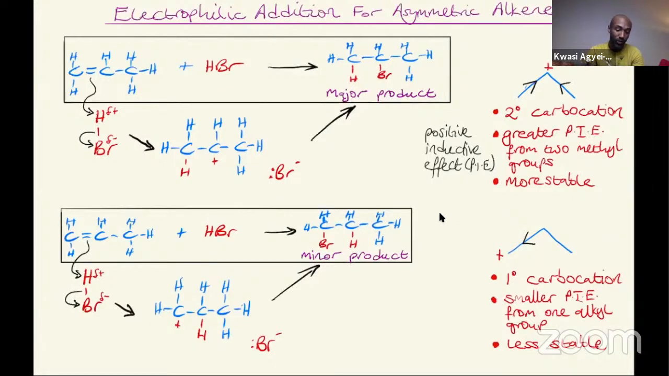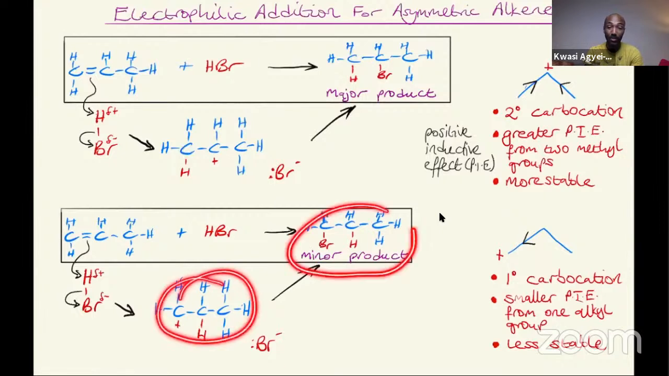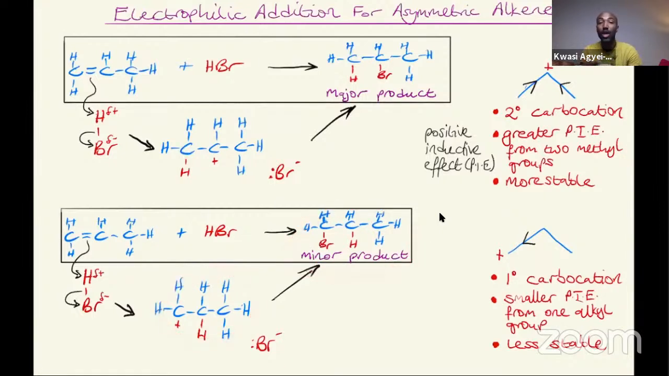Okay, so your secondary carbon cation is going to lead to the major product, while your primary carbon cation is going to lead to the minor product. When we talk about the major and minor product, we're talking about the relative proportions of the two products to each other. So a much larger proportion of the yield is going to be your 2-bromopropane versus the minor product, which would be 1-bromopropane. So here's 1-bromopropane shown here. Okay, so that is the electrophilic addition mechanism for an alkene that is asymmetric.